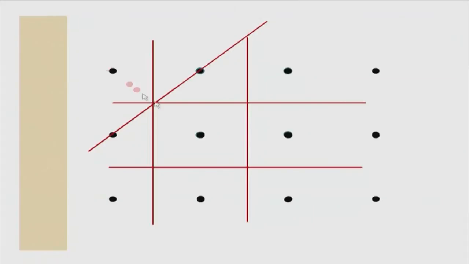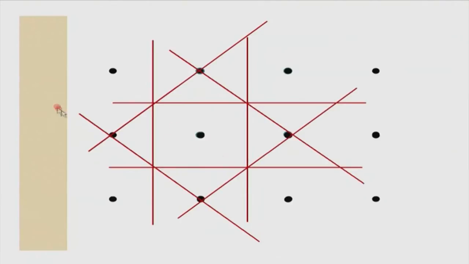I take the second nearest neighbor, and I draw a line like this. Actually, this line should pass exactly through this particular point. Then I take another nearest neighbor, which is here, the next nearest neighbor, and I will get this particular line. Then I will get another nearest neighbor, which is this one, and you get this particular line.